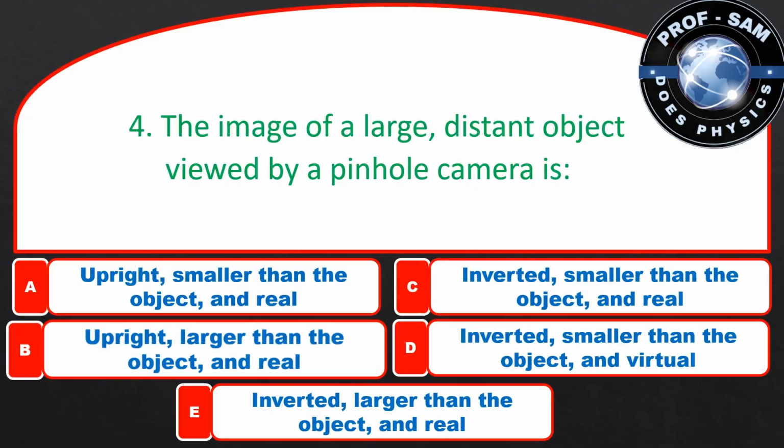It says the image of a large distance object viewed by a pinhole camera is, the correct option here is C, because the image will be inverted, smaller than the object, and real. Because light rays passing through the pinhole will converge at the opening and will later invert as they pass through the opening. So it will create a real inverted image at the back of the camera. And since the image distance is small as compared to the object distance, then automatically the image will also be small.